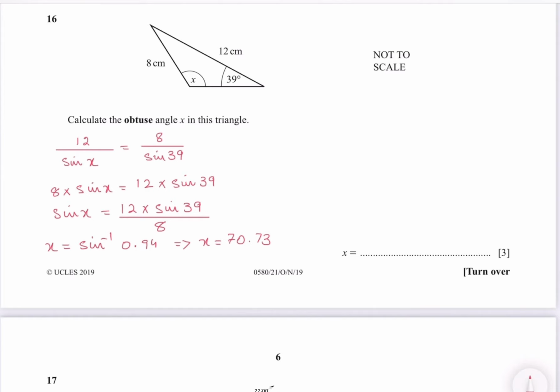So subtract this value from 180. So you get the answer 109.26. So 109.3 would be your final answer, because angles are always rounded to one decimal place.